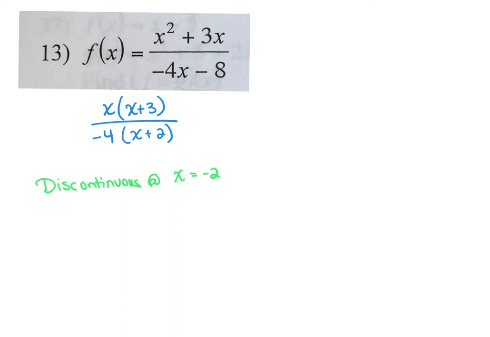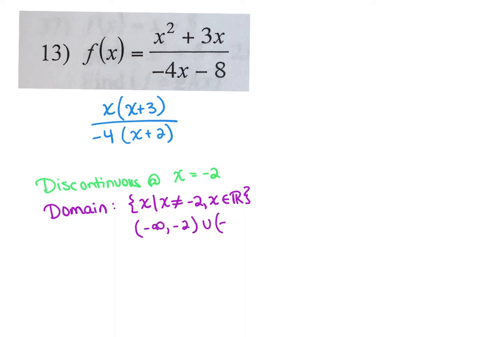If I were you, I would go ahead and do the domain here. Once you have found your discontinuities, I would go ahead and do my domain, because it's going to follow that. If you do it in set notation, it's going to look like this. If you do it in interval, it's going to look like this. All right, so whichever one you want to do is perfectly fine. And then we're going to get to our x and y intercepts.